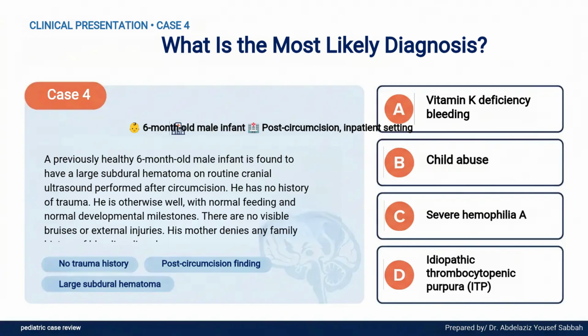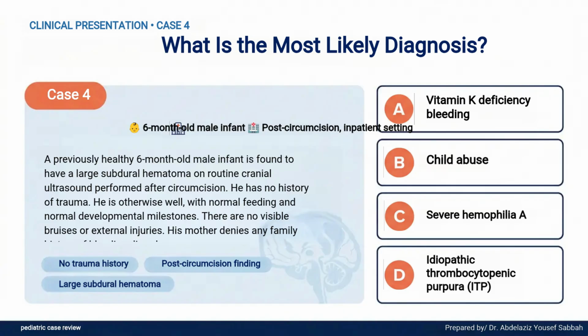Never wait. Case 4. A previously healthy 6-month-old male infant is found to have a large subdural hematoma on routine cranial ultrasound performed after circumcision. He has no history of trauma. He is otherwise well, with normal feeding and normal developmental milestones. There are no visible bruises or external injuries. His mother denies any family history of bleeding disorders.